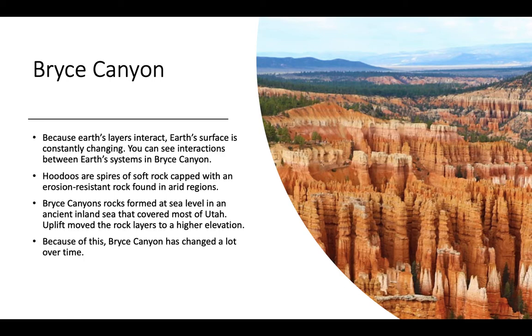So what Bryce Canyon is made up of is hoodoos, that's what they're called, okay? And they are spires of soft rock capped with an erosion-resistant rock found in arid regions, okay? So Bryce Canyon is an arid region. Bryce Canyon's rocks formed at sea level in an ancient inland sea that covered most of Utah. Inland means that it was surrounded by land, okay? So at one point, Utah was made up of an ancient inland sea. And that is how Bryce Canyon was formed, which seems crazy because that's happened over millions of years.